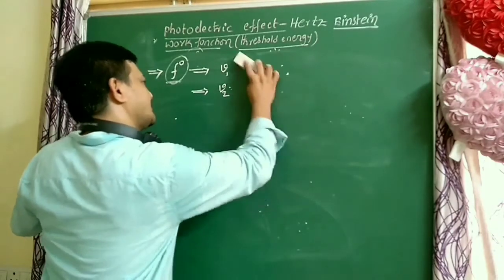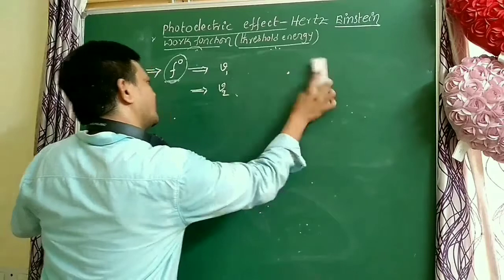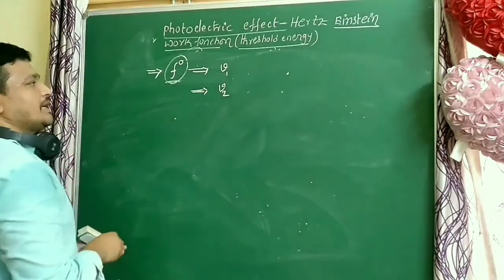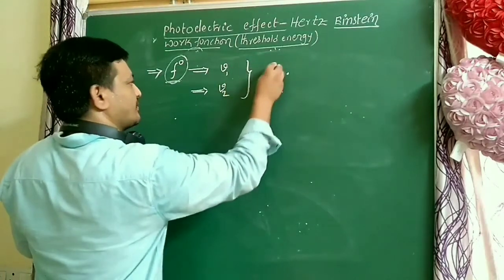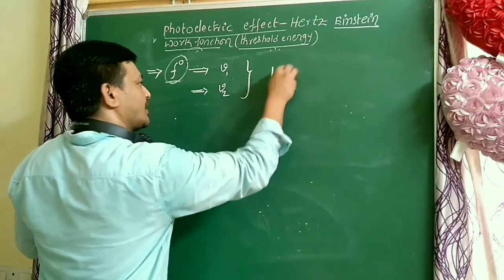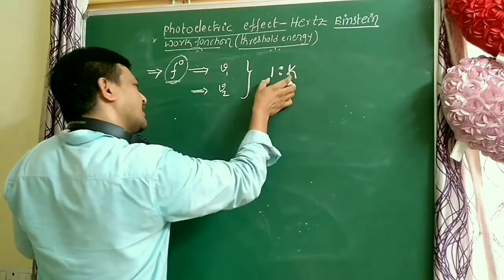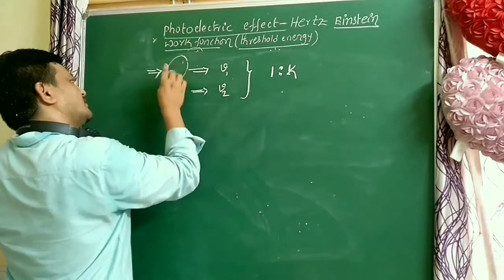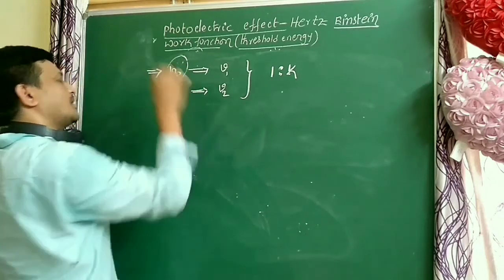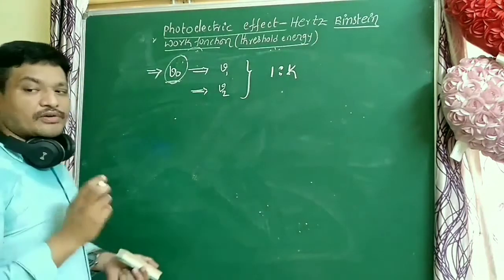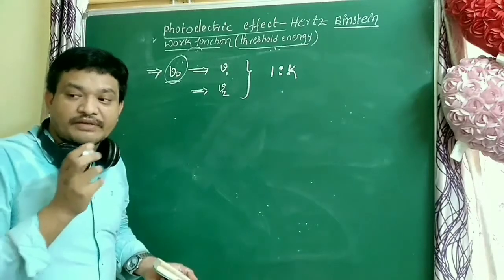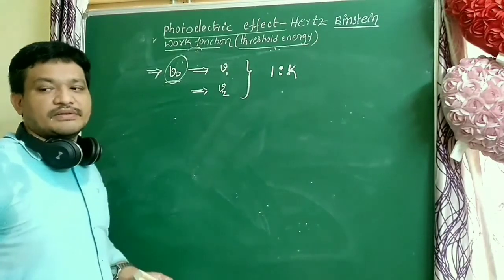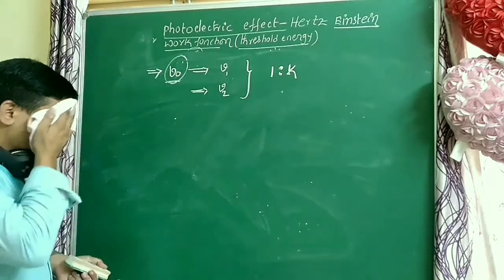The frequencies are different frequencies. Here mu1, this is mu2. Here the kinetic energy ratio is given, equal to 1:k or 1:10 or whatever it may be. Now find out mu naught or f naught, the threshold frequency of that metal. That is very important, students.